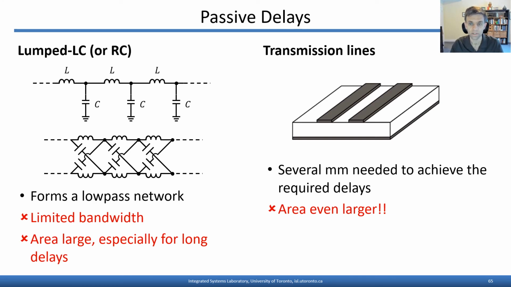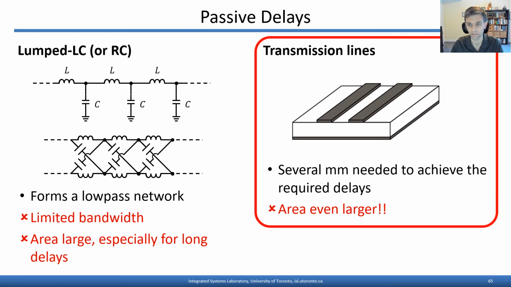So in this next part of the presentation, we'll turn our attention to passive delay circuits realized out of transmission lines integrated on die. These don't have the bandwidth limitations associated with LC networks, but they can consume even larger area than LC ladder networks.